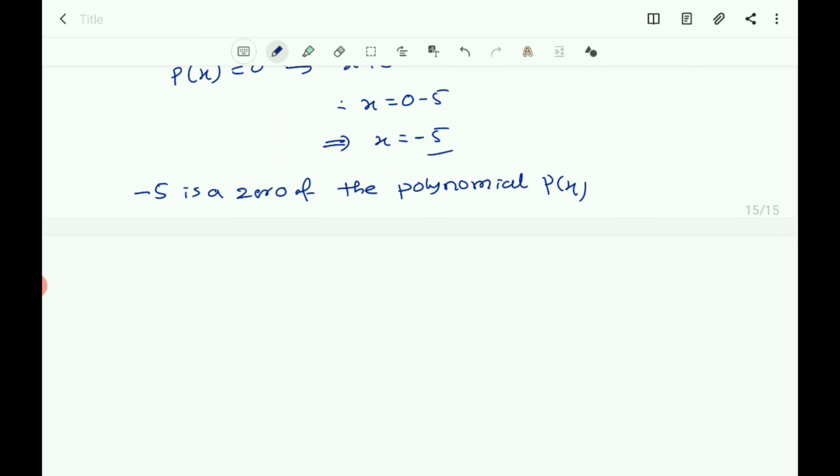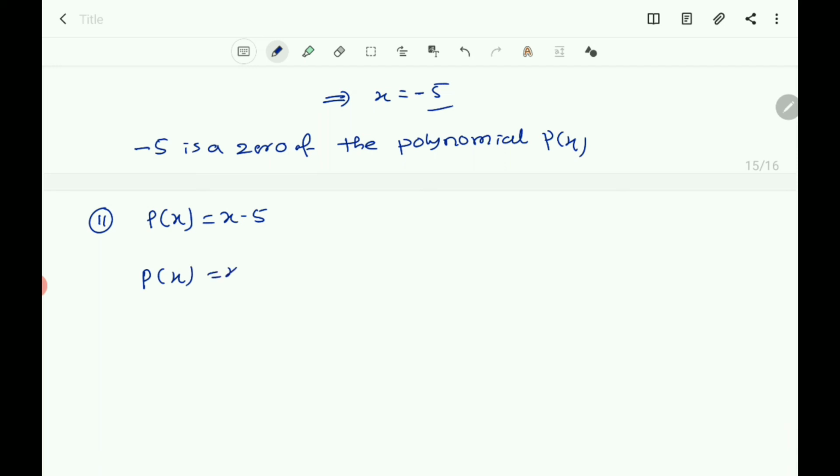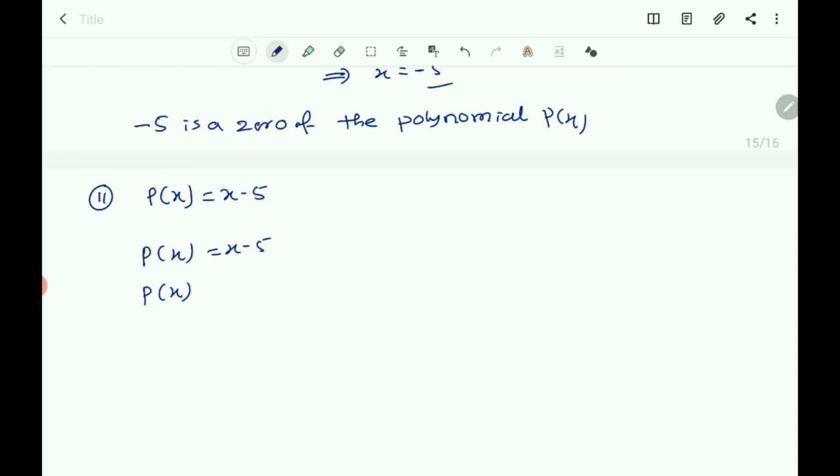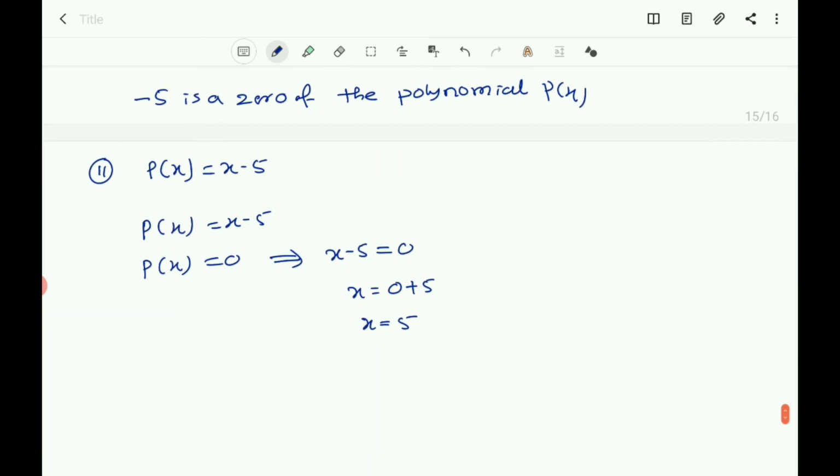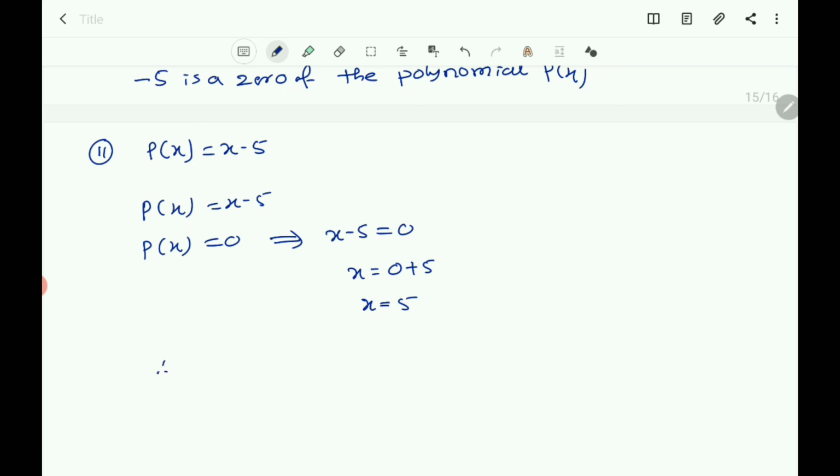Next one, P of x equals x minus 5. Second one, P of x equals x minus 5. So for P of x equals 0 implies x minus 5 is equal to 0. Then x equals 0 plus 5. Here minus 5 is transferred to the RHS, so x equals 0 plus 5, so x equals 5. So what is the value of x here? The 0 is x equals 5. Therefore, 5 is a 0 of polynomial P of x.